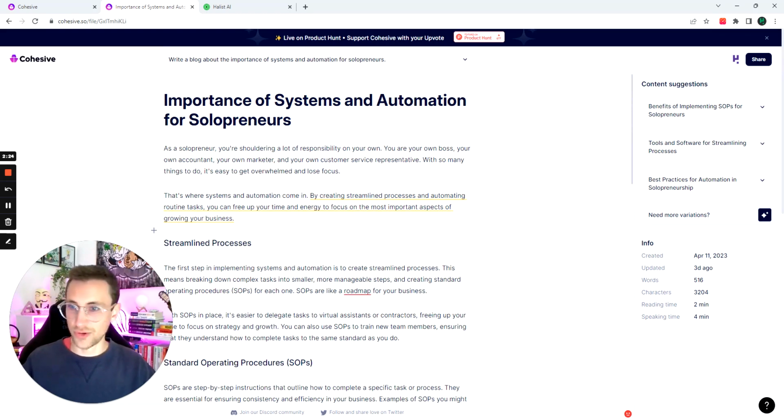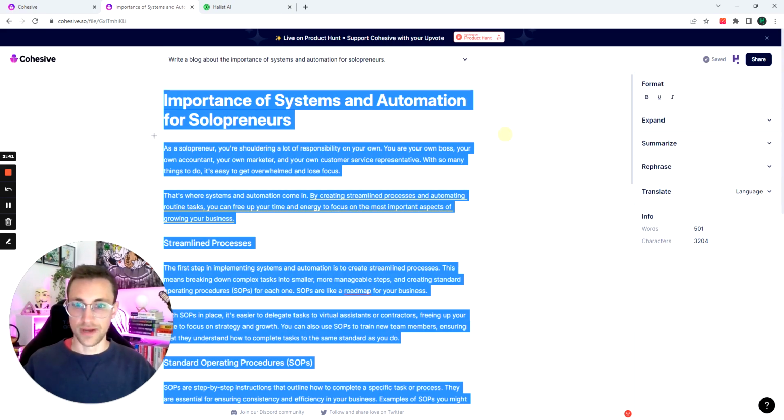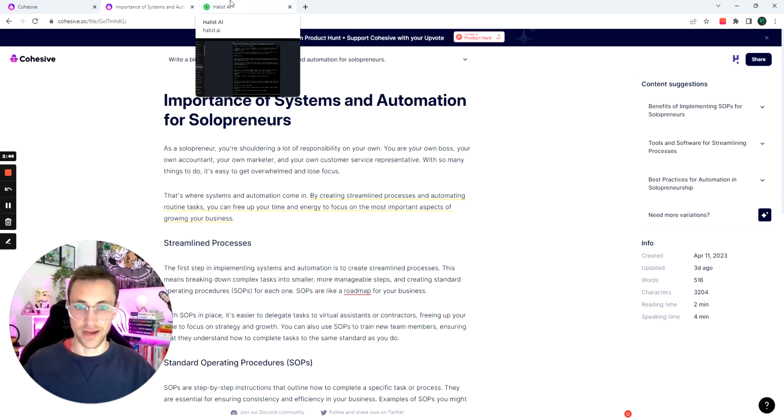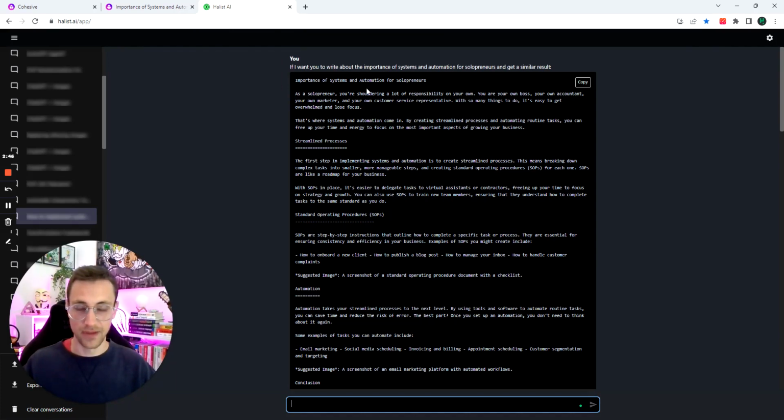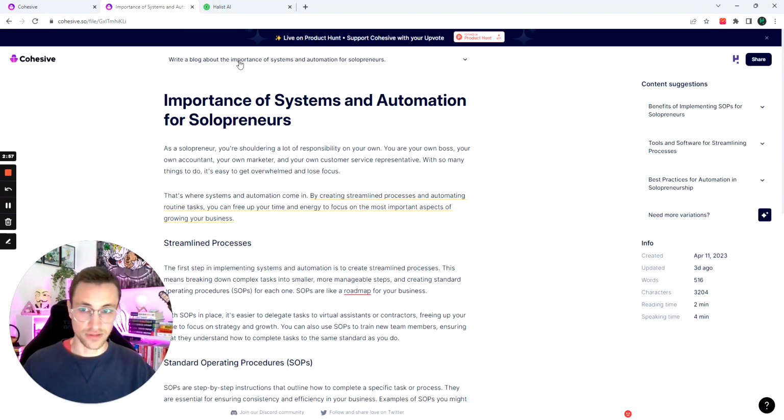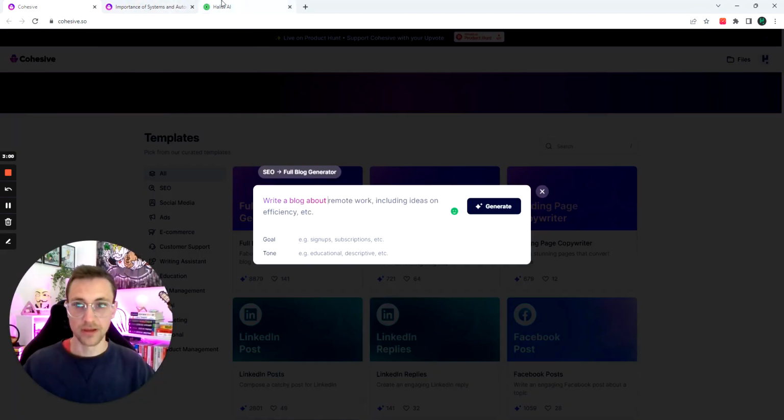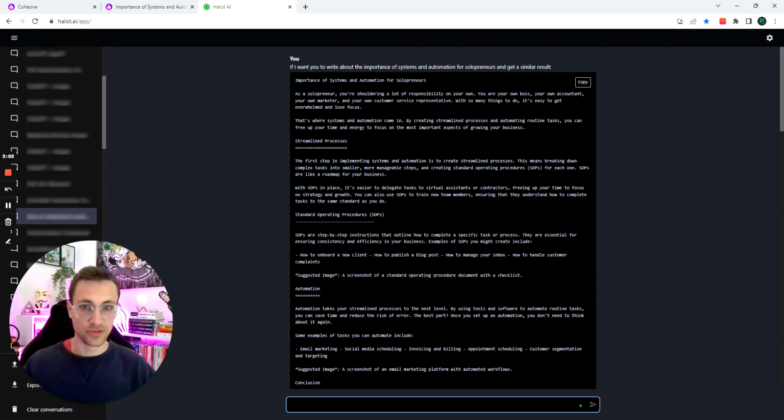So if you are a Cohesive founder, great, good on you. You did a great job. But I apologize in advance. I will reverse engineer your prompt in a way. So what I did was really simple. I literally went here, Control A, copied everything, and put that in ChatGPT. So I literally asked, I want you to write about the importance of systems and automation for solopreneurs, which is exactly the prompt that I used here, excluding the "write a blog about", and get a similar result.